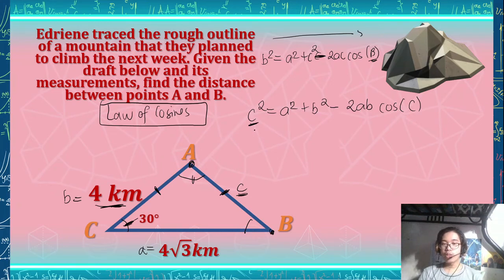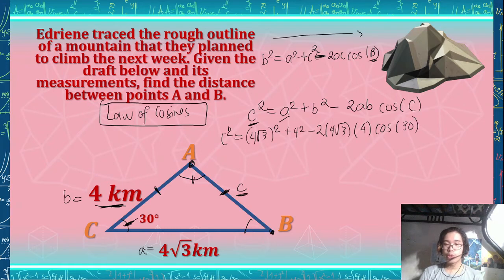So for this one, to solve for the value of c, dear students, this is going to give us c squared is equal to 4 square root of 3 squared, that's the value of our a, plus 4 squared minus 2 times the value of a, which is 4 square root of 3, times the value of b, which is 4, multiplied by cosine of 30. Of course, we're going to need the help of our calculator for this one. So what's 4 square root of 3 squared? That should give you 48.